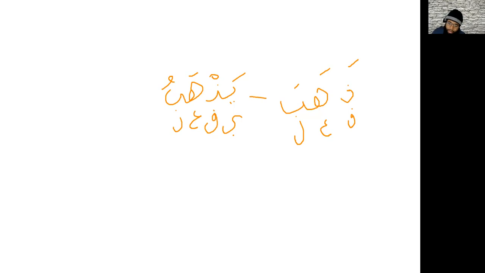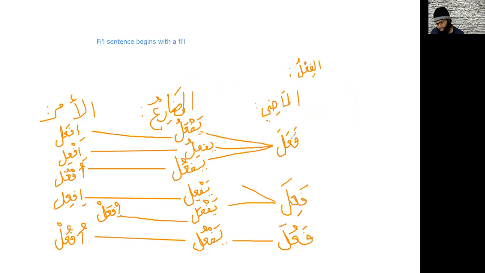So back here we said fa'ala, and we're dealing with the three-letter verbs. So in any three-letter verb, the first letter is the fa of the verb, the second is the ain, and the third is the lam. Does that make sense? Yeah.